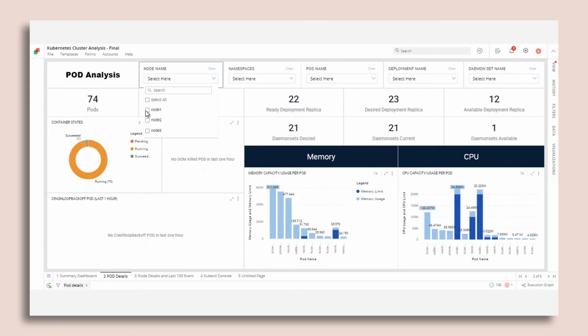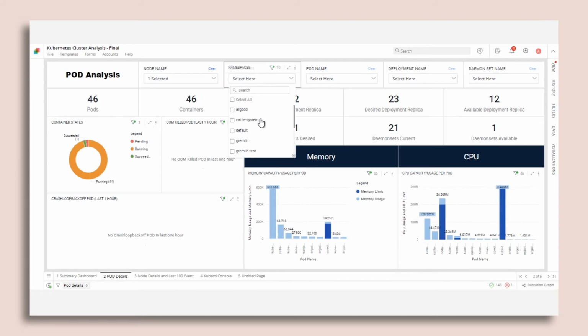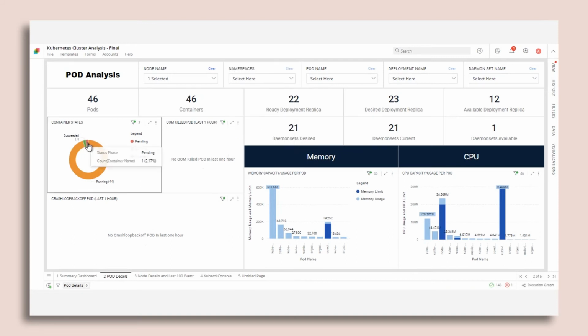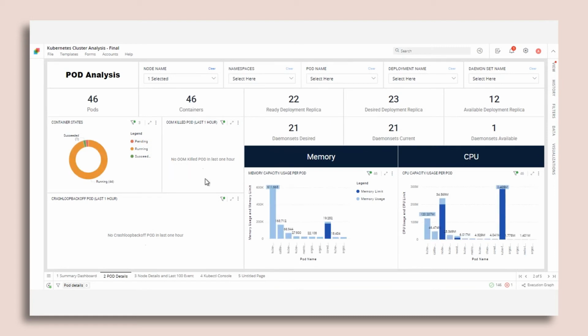So that kind of analysis can be performed. For example, we can quickly check that the pending pod is on node 2. So it shows it is on node 2. Then we can identify the namespace and the pod name as well, which is pending. So if we look at that, we know that this is one of the pods which is pending, and we can actually debug it further. So it not only helps us in monitoring, but it helps us to debug issues as well.